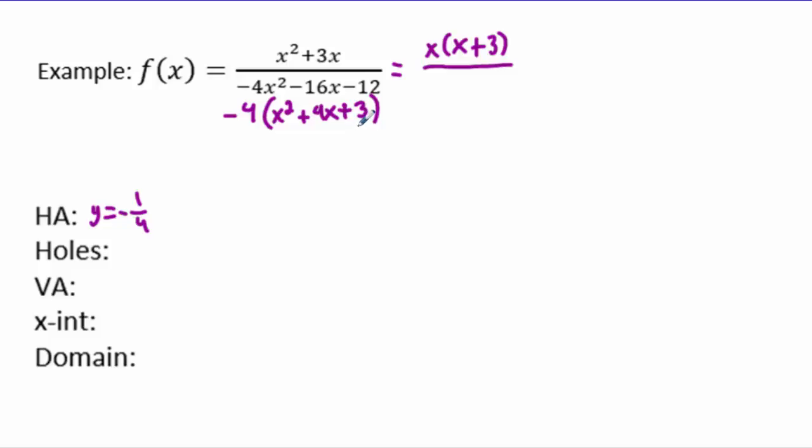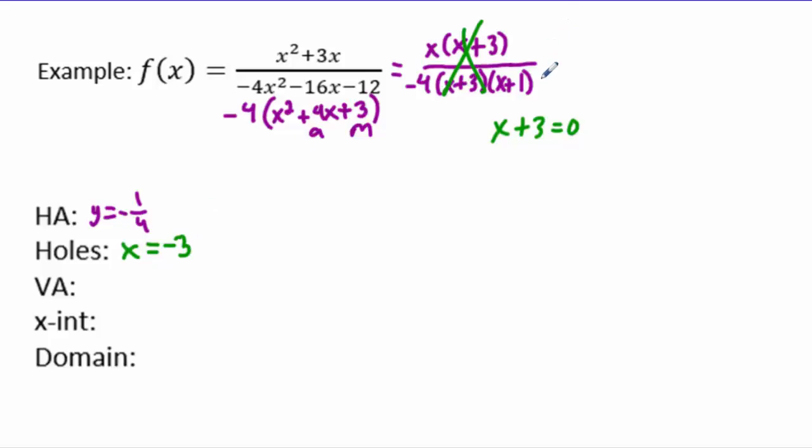Once I take out the negative 4, I'm going to split this into 2 more parentheses and ask what multiplies to get 3 and adds to get 4, which is just 3 and 1. So this is negative 4 times x plus 3 times x plus 1. The x plus 3's cancel, which gives me a hole at x plus 3. I set x plus 3 equal to 0 and solve and get a negative 3. That's my hole in this graph.